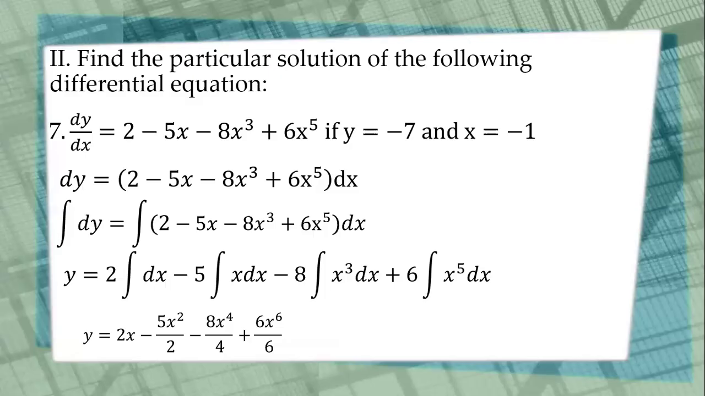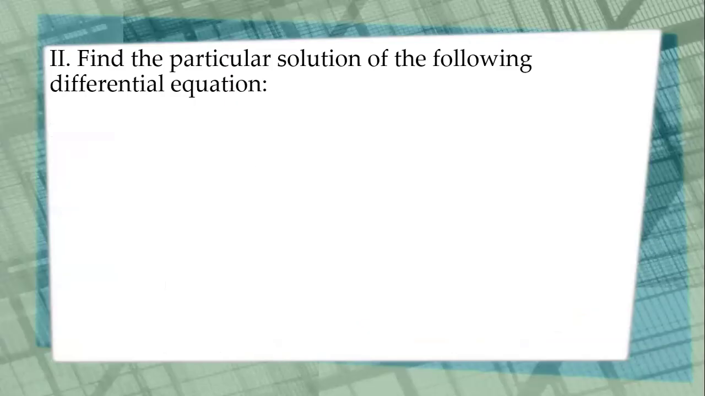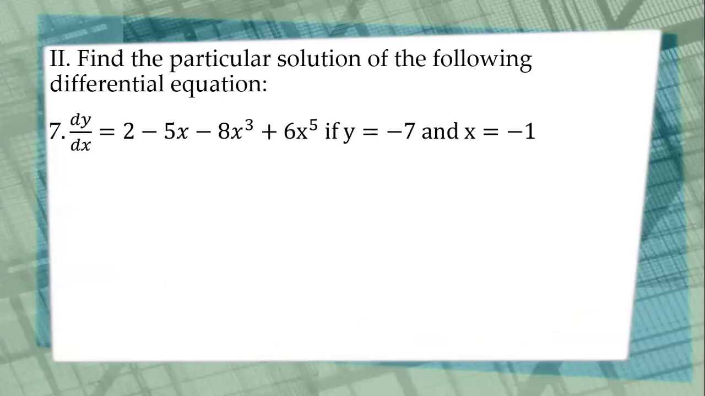Like you start with here, so that the first term will be x to the 6. Then this one becomes negative 2x to the 4th. So that it becomes like that. So the answer is y is equal to x to the 6 minus 2x to the 4th minus 5x squared over 2 plus 2x plus c. And this becomes your general solution already. Again, you are midway through your solution, so you still have to continue with step number 3. For step 3, we will now use the initial conditions. y is negative 7 and x is negative 1.